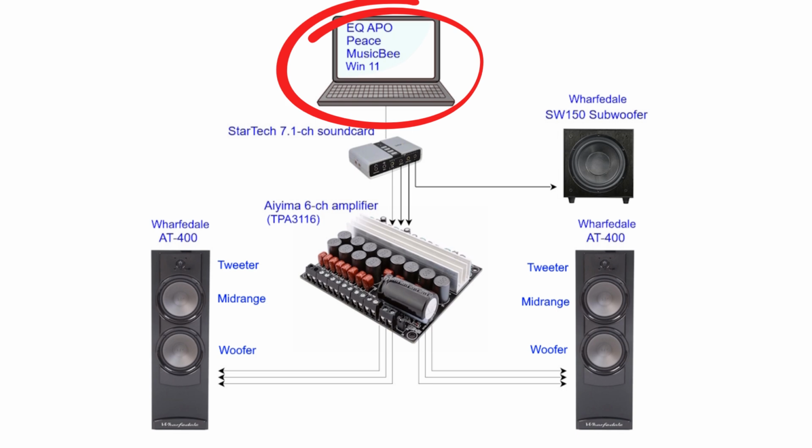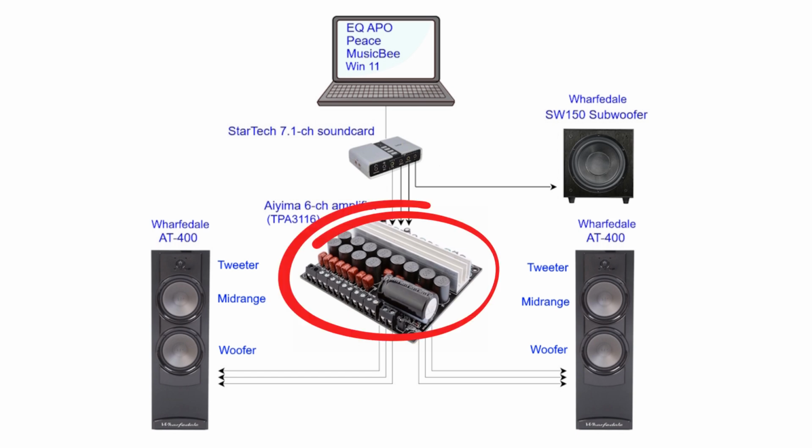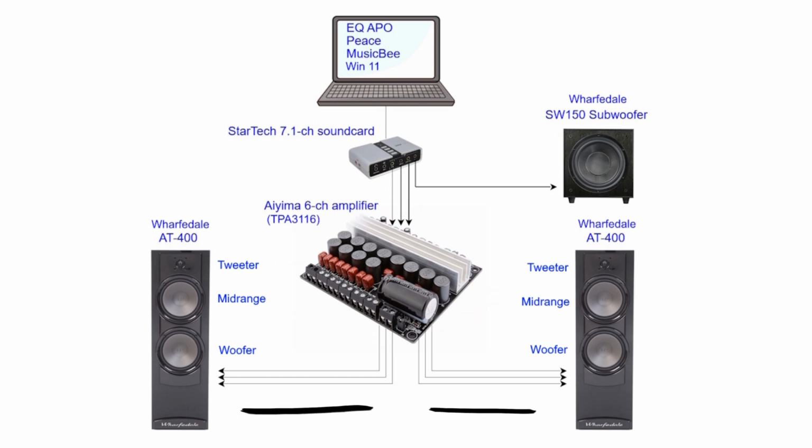EQ APO splits the low, mid and high frequencies and routes them separately to a 7.1 channel sound card. It also directs audio to an external subwoofer. A 6-channel amplifier sends the sound card output to the tweeter, mid-range and woofer speakers. While it looks like a straightforward process, the devil is in the details.